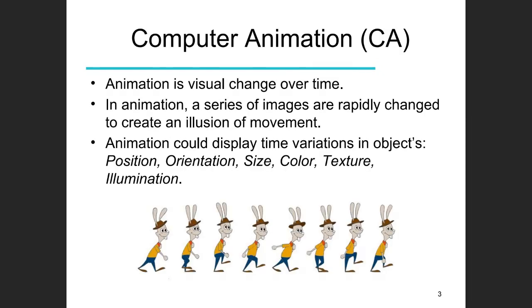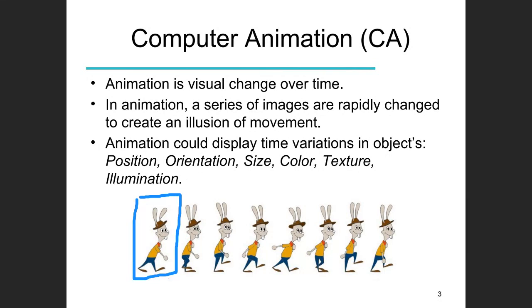First is computer animation. Animation is visual change over time. So we are changing something, and if there is something on the computer, the user can see the changes. Maybe some object is changing position. For example, here you can see that we are showing a character which is moving or walking. So we say that it is visual change over time.